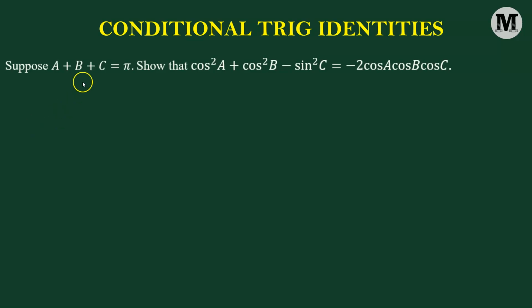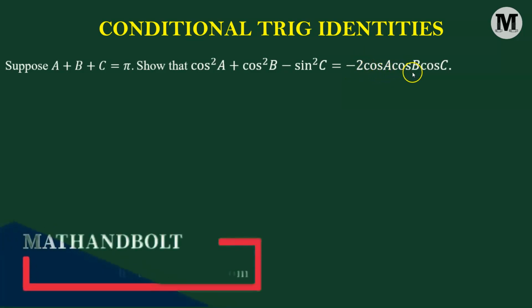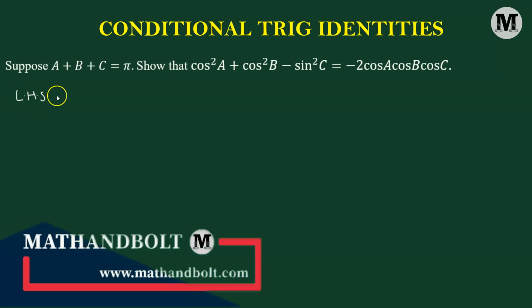So here we have a condition a plus b plus c equals pi radians. We need to show that cosine squared a plus cosine squared b minus sine squared c is the same as negative 2 times the product of cosine a, cosine b and cosine c. Okay, let us begin. We'll start our proof from the left hand side.